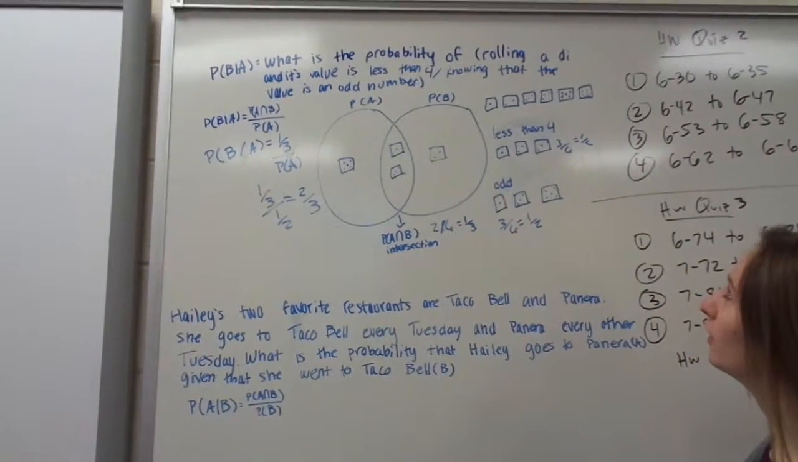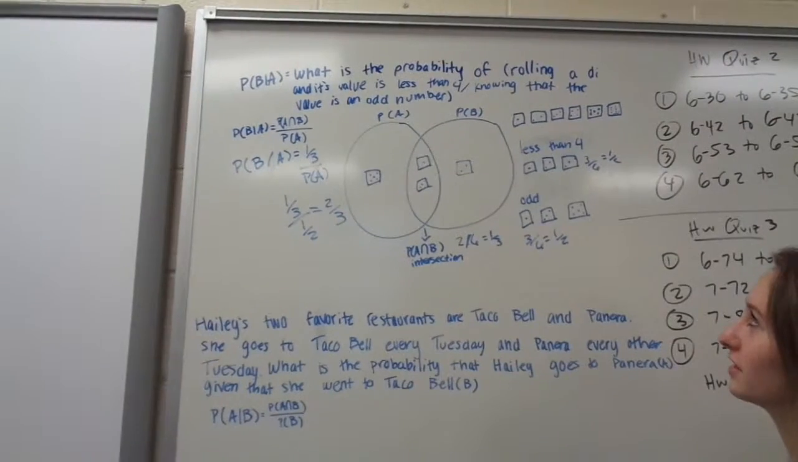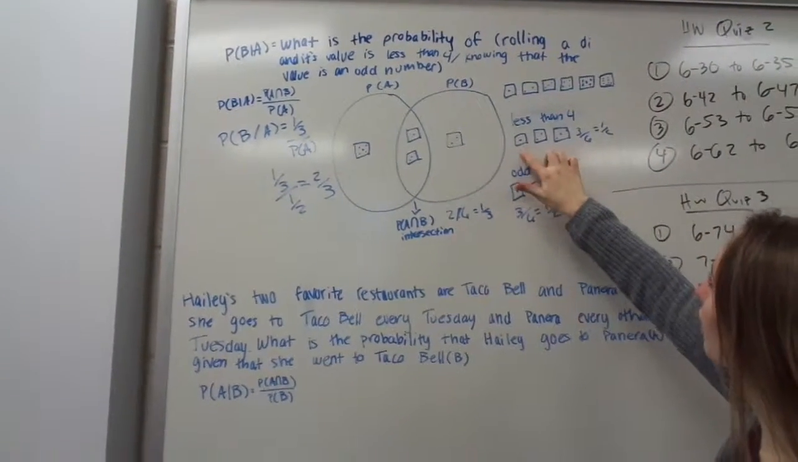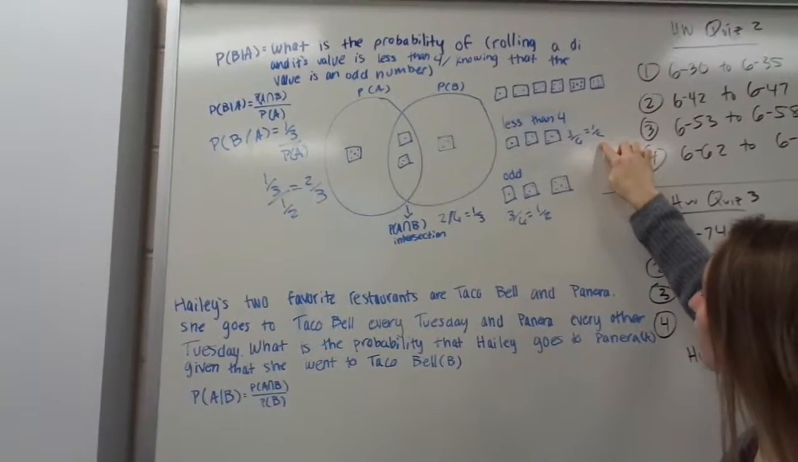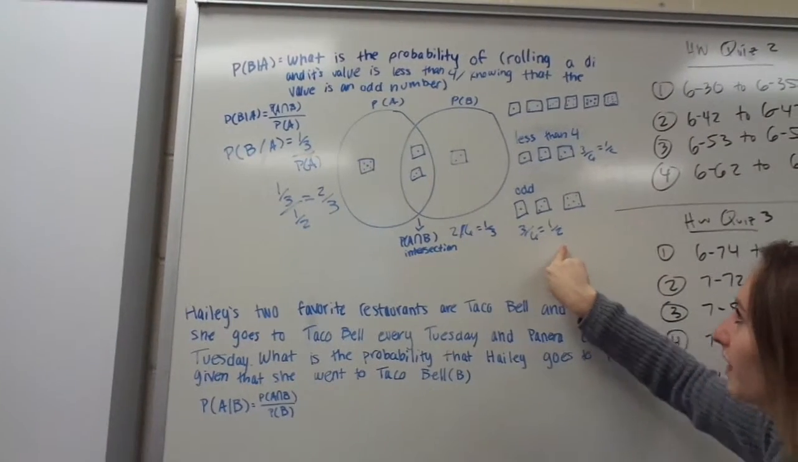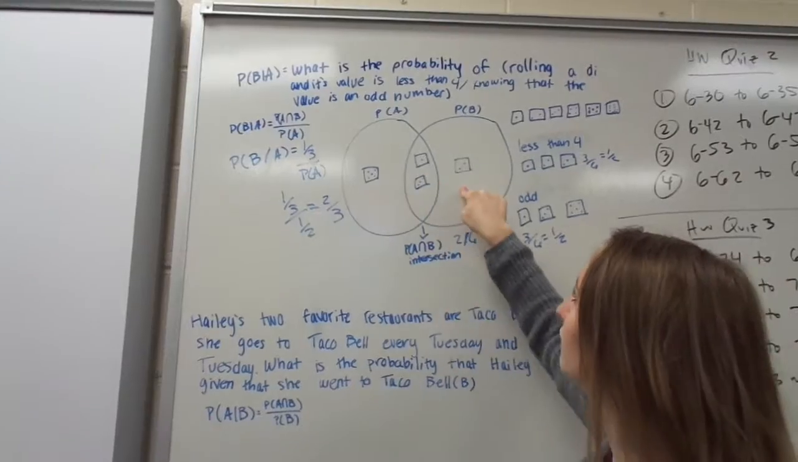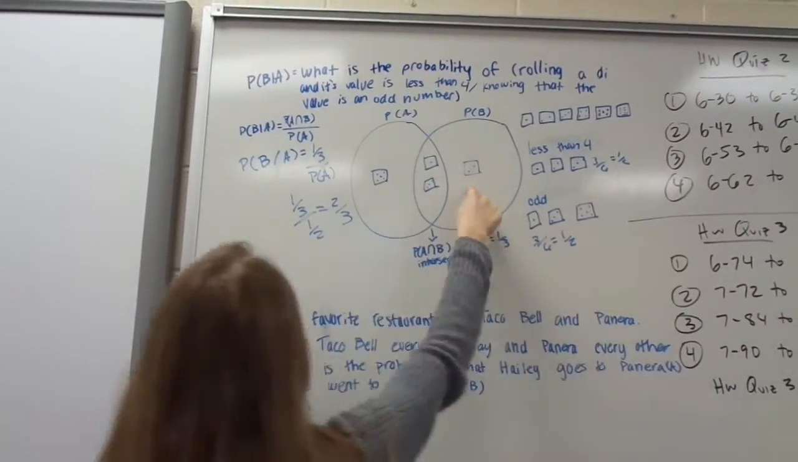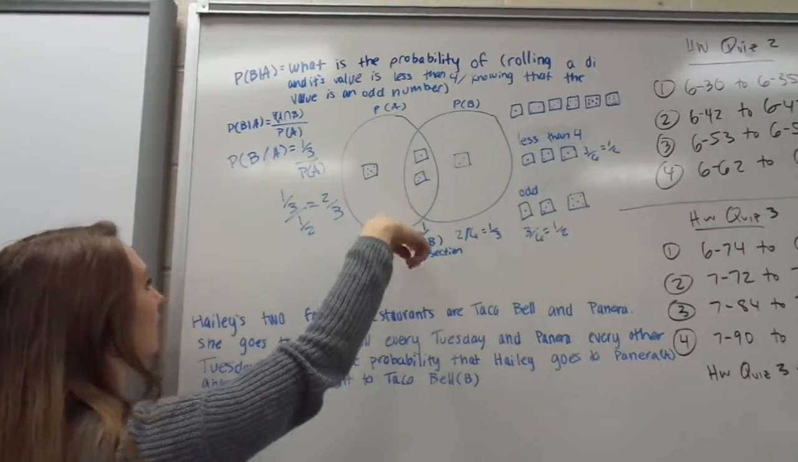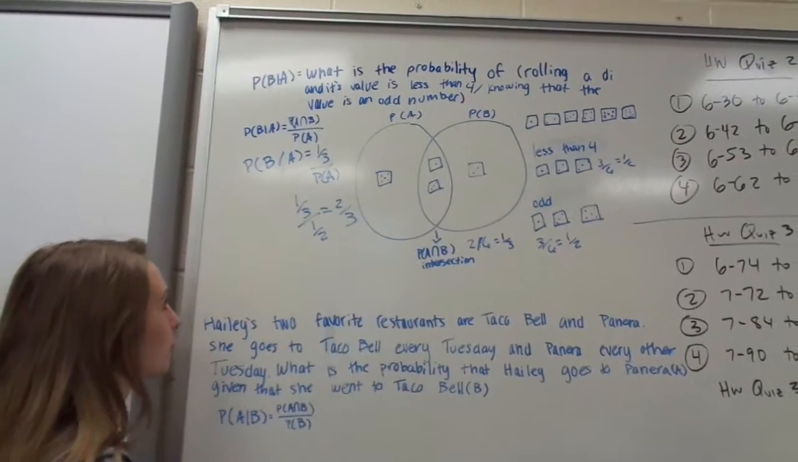What is the probability of rolling a die that's less than 4, given that the value is an odd number? Okay, so the ones that are less than 4 are 1, 2, and 3, which is 1/2 of them. The ones that are odd are 1, 3, and 5, which is 1/2 of them. And the ones that are the same are 1 and 3, and the ones that are different are 2 and 5. So you would divide 1/3, which is like the intersection of them, by 1/2, and you'd get 2/3.